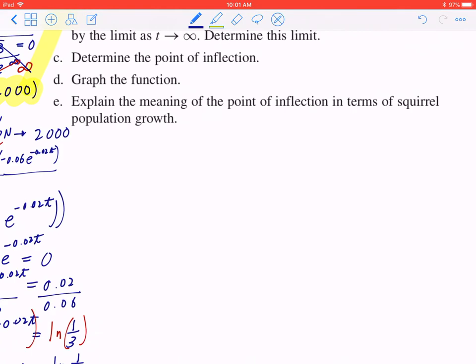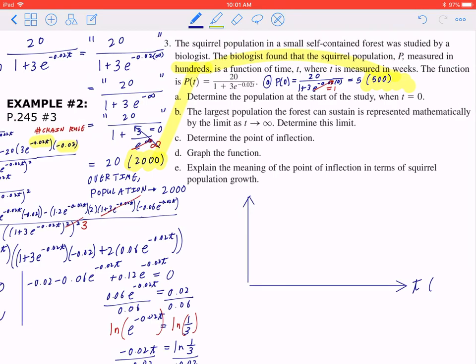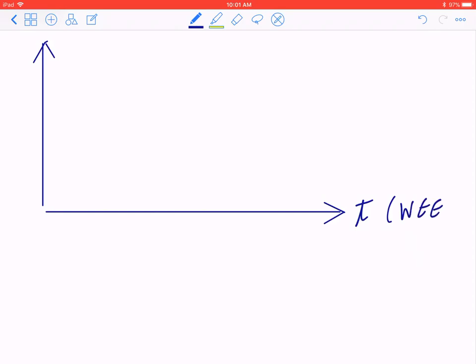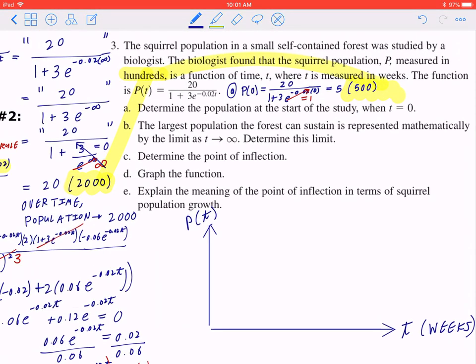In the last two parts, in part D, they're asking you to draw the graph of the function. Again, you want to go back and look at all the points that we have calculated and set up a proper scale. On the independent axis, that's going to be time, which is measured in weeks. On the dependent axis, that's going to be population P of t, and that is in terms of hundreds.